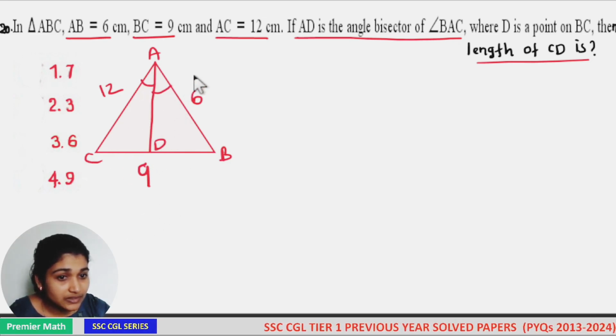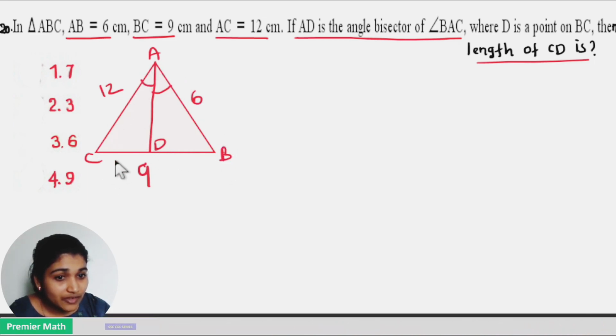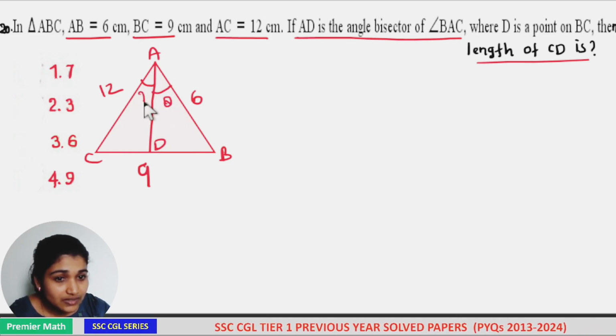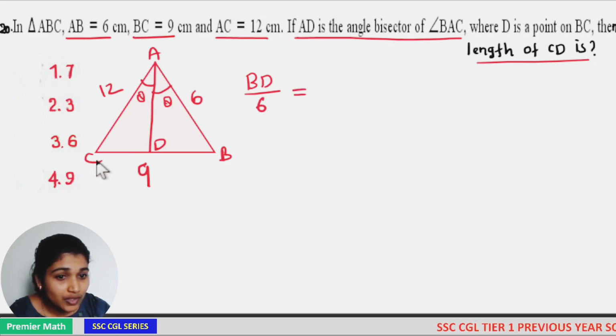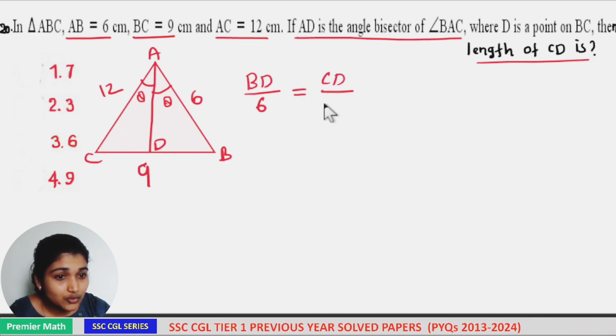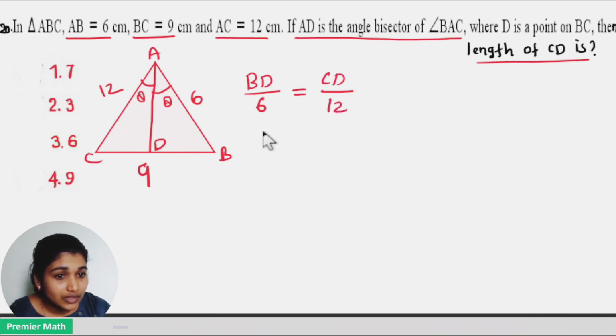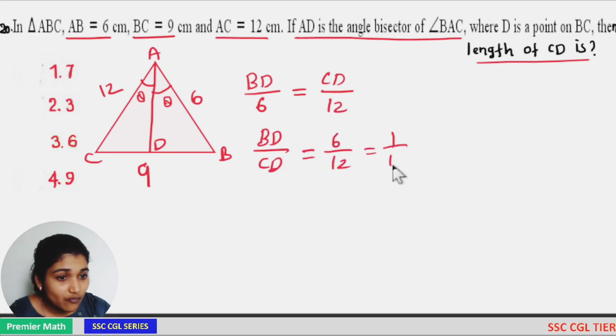Now, by angle bisector theorem, AB divided by BD is same as AC divided by CD. That is, here for easy understanding, this angle is same as this angle. So take this angle as theta, then this is also theta. Now take sine theta. Sine theta is equal to opposite side BD divided by hypotenuse 6, which is in the same ratio of here. If you take sine theta here, this is CD divided by 12, hypotenuse 12. Now from this BD by CD equal to 6 by 12, which is 1 by 2.